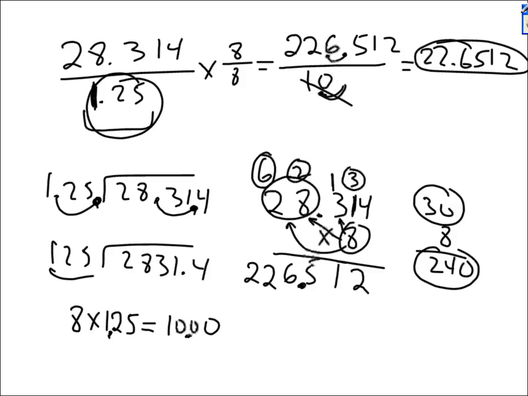Again, this is a 3-digit number. Know, like you know your name, that 8 times that is 1,000. If you hate division, then know that.